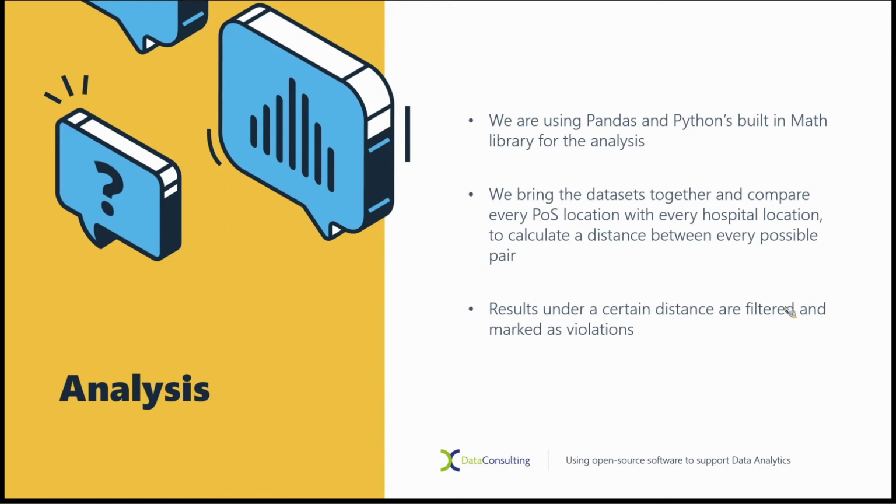So yeah, as you can probably imagine, this can be quite intensive. I think there's around 4,000 hospitals and around 10,000 points of sale, which you can probably imagine is around 4 million comparisons. I think in the actual project it was around tenfold of that, but Python deals with that without any trouble. So once we've done all that analysis, results under a certain distance are filtered and marked as violations.